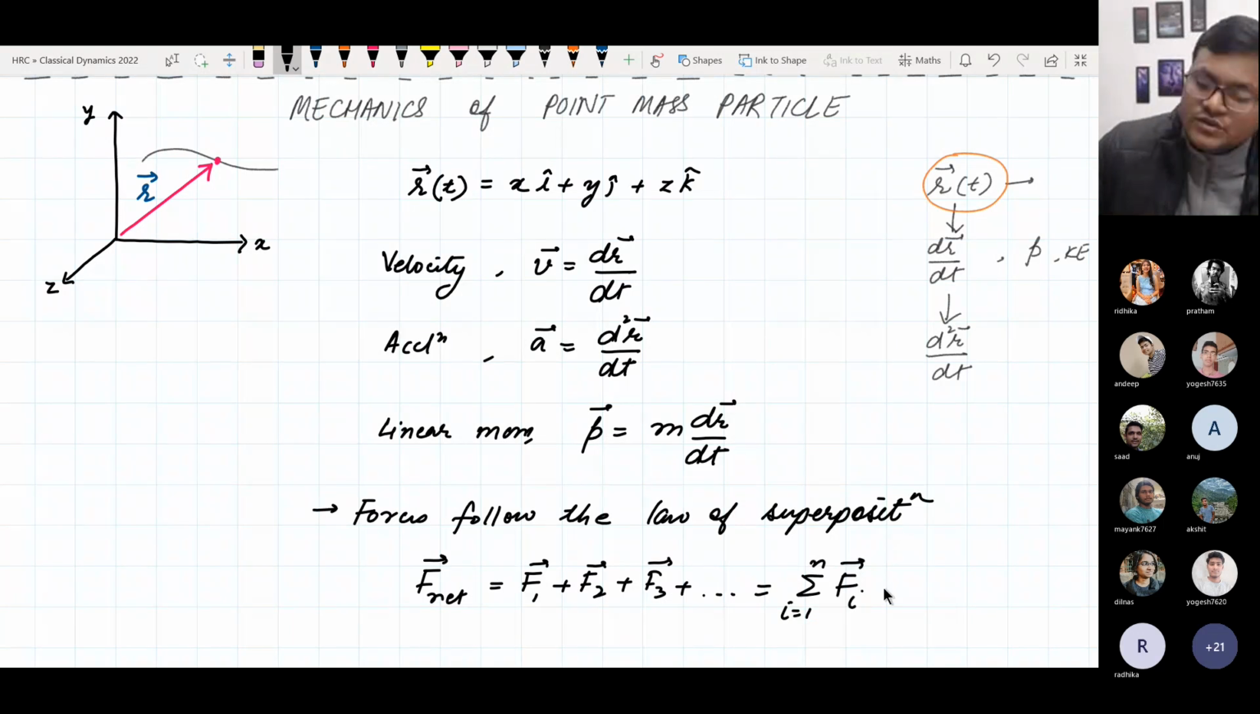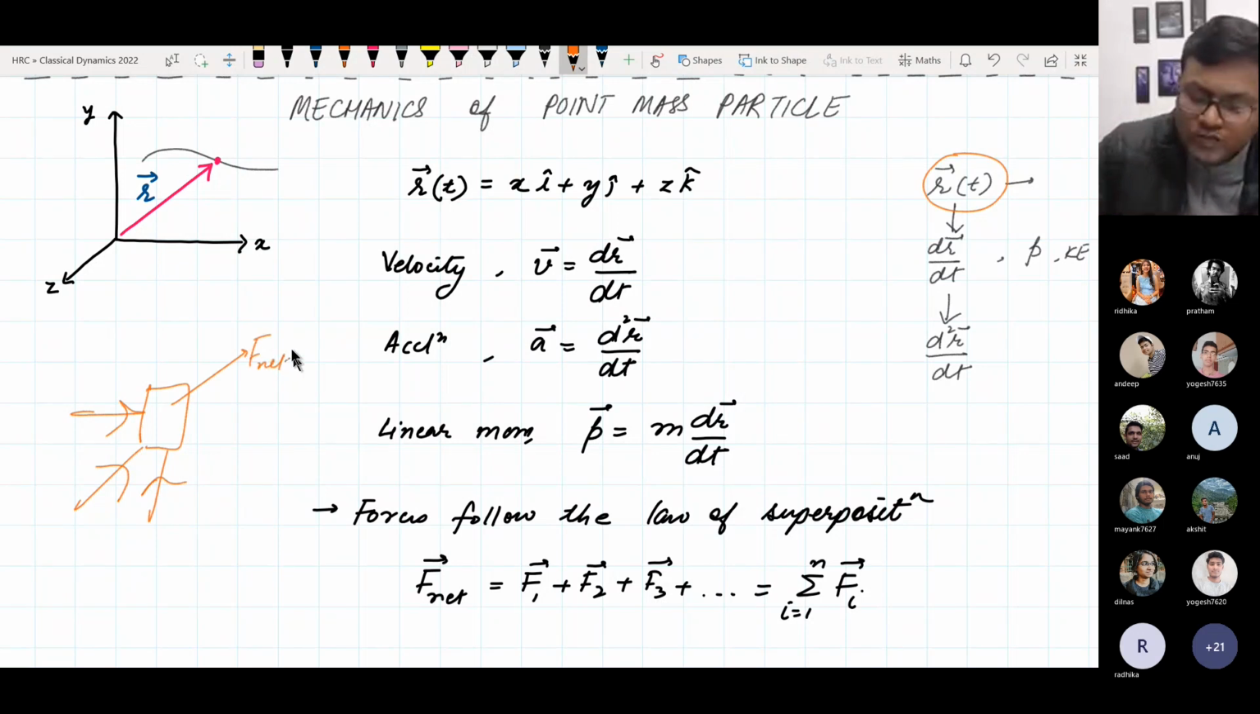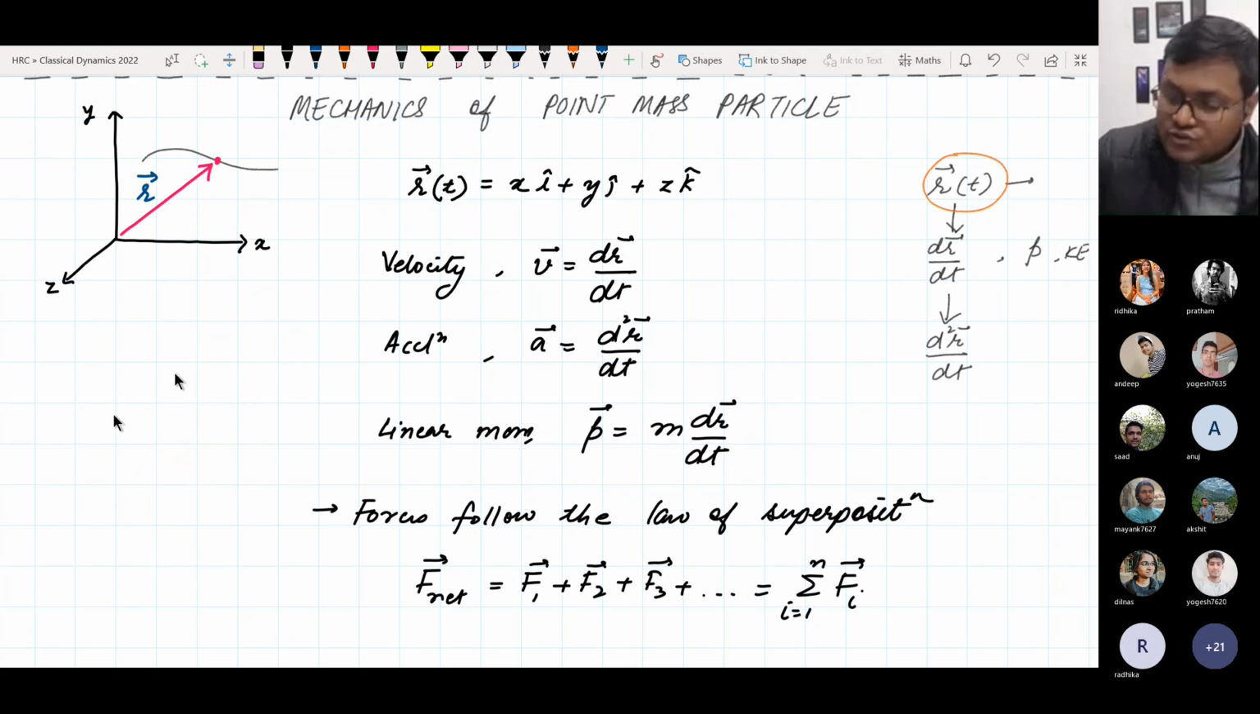If there are multiple forces acting on a body, so if you have an object with a force acting in this direction, this direction, and this direction, then its effective force is all we need. We need its effective force or the net force. We don't need to do the analysis with respect to each individual force. We only need to do the analysis with respect to the net force or the effective force only.